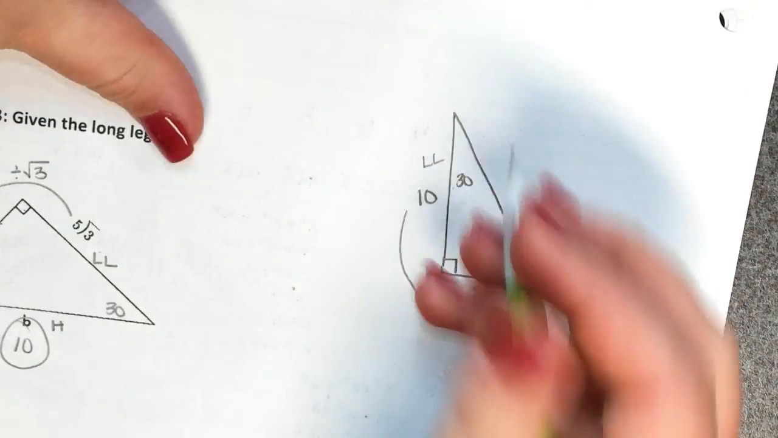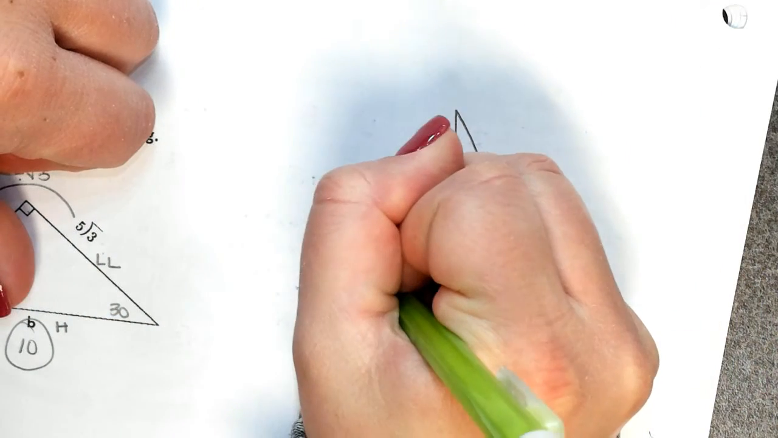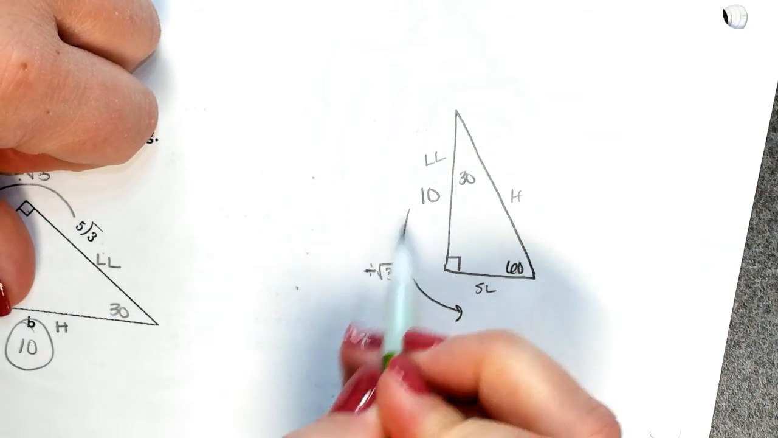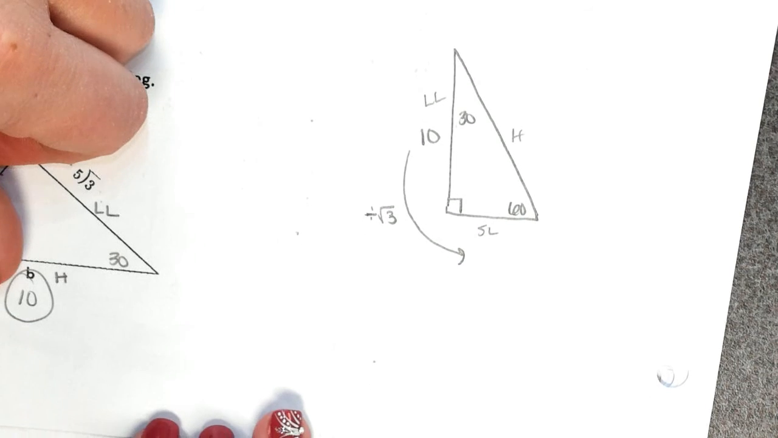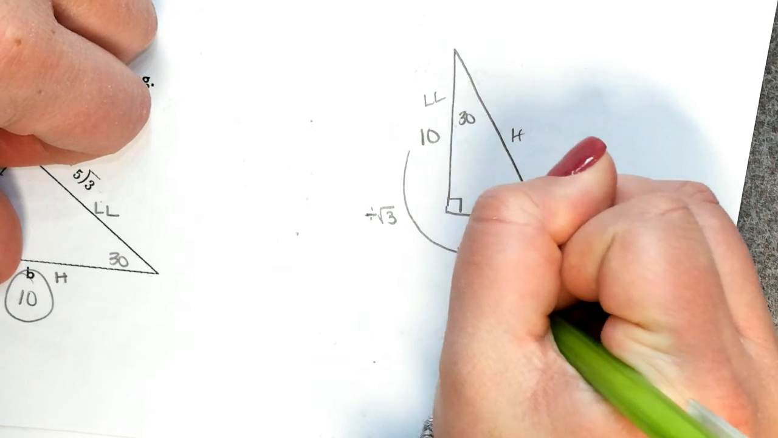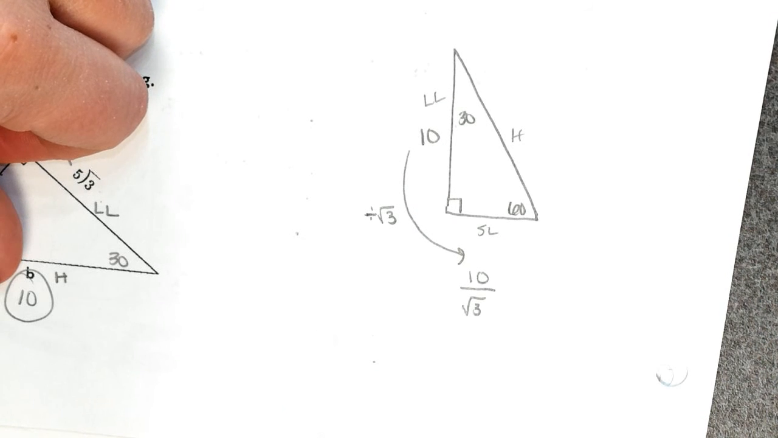Divide by the square root of 3. What is 10 divided by the square root of 3? You're not going to be able to do that without showing any work. So we have to write it out. 10 over the square root of 3. Can I leave that as my answer? No. That's why we simplified radicals. That's why we've been practicing this so much.